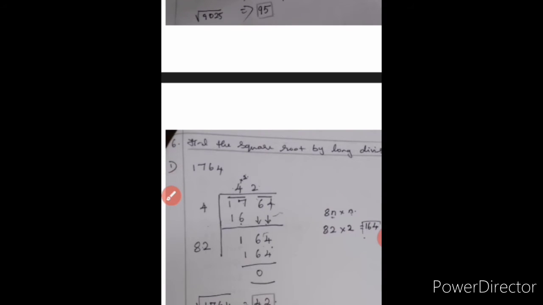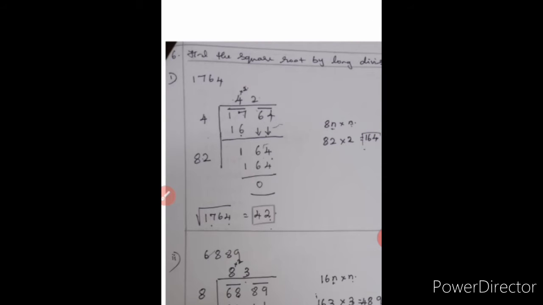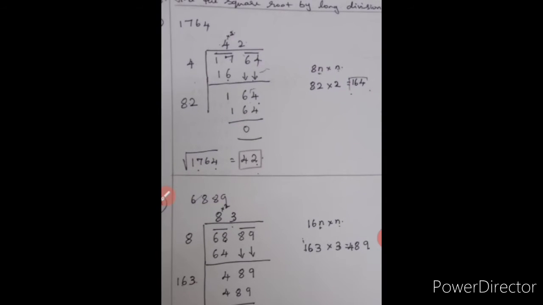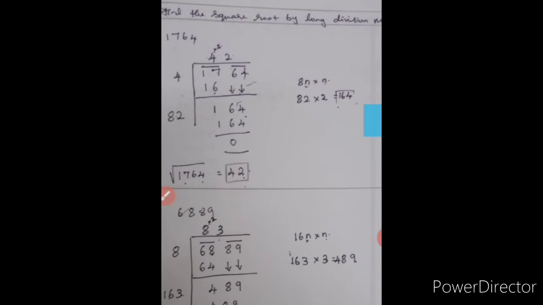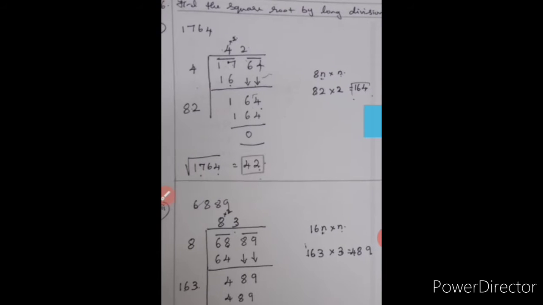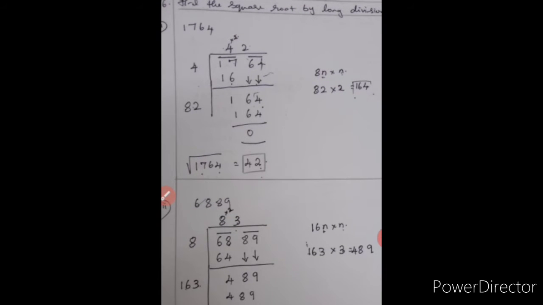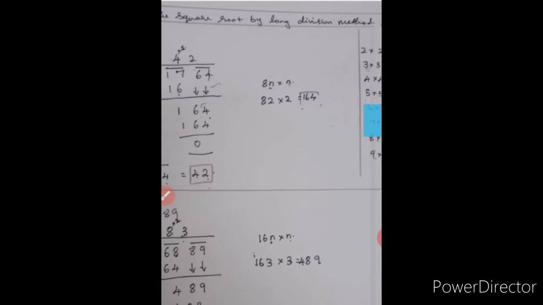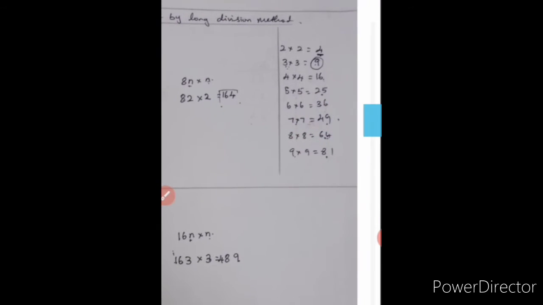Next, find the square root by long division method. Long division method is a new method we are going to learn. So first write the number and group the numbers into pairs by drawing the bar. After that, take the first two numbers. If you take the first two numbers, it's 17. So you have to see the square number which is less than or equal to 17.